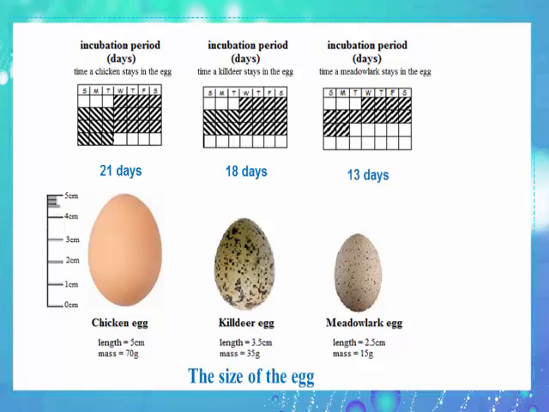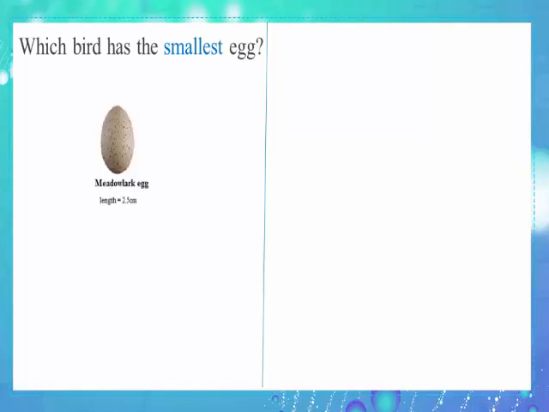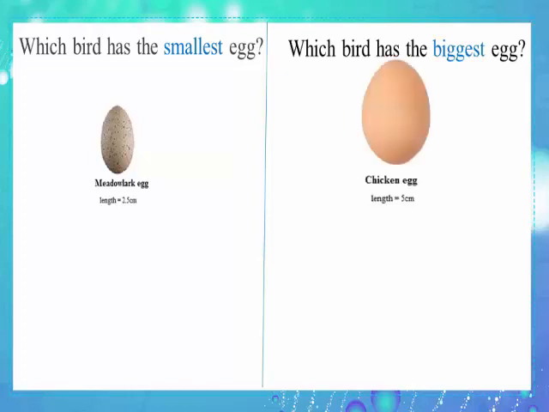Let's focus on the length of the eggs. The length of the chicken egg is 5 centimeter, while that of the killdeer is 3.5 centimeter. However, the egg of the meadowlark is 2.5 centimeter. So, which bird has the smallest egg? It's the meadowlark. And which bird has the biggest egg? It's the chicken.